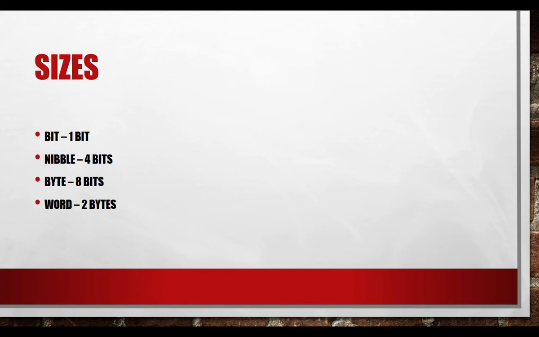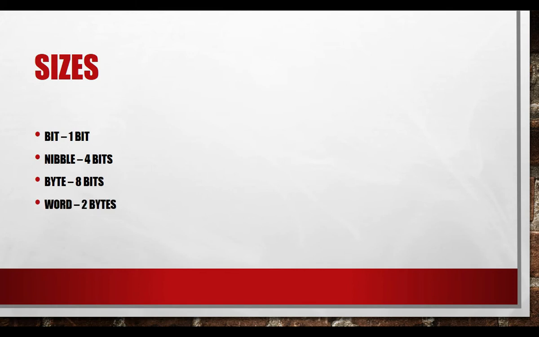We have different sizes in binary. The first one is bit. A bit is composed of one bit. It could possibly be 1 or 0. Second is nibble. A nibble is made up of 4 bits. The third one is byte, and one byte is made up of 8 bits.